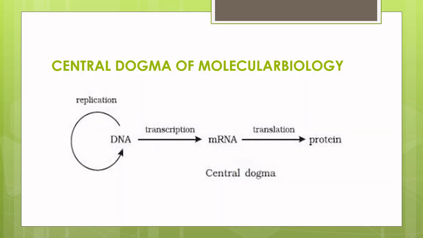Central dogma of molecular biology states that DNA contains instructions for making a protein, which are copied by RNA. RNA then uses the instructions to make a protein. In short, DNA is transcribed to form RNA, and RNA is translated into protein. DNA to RNA to protein.